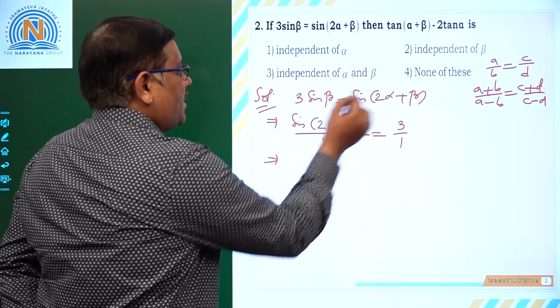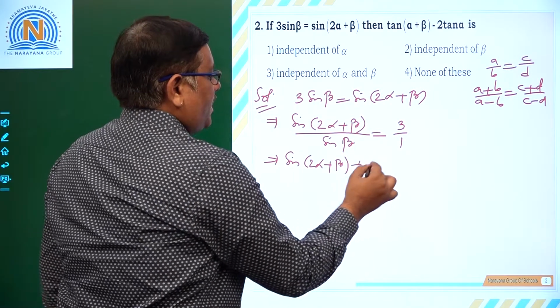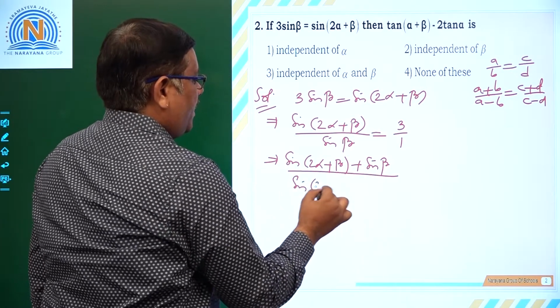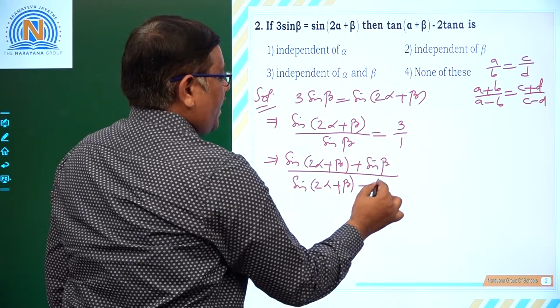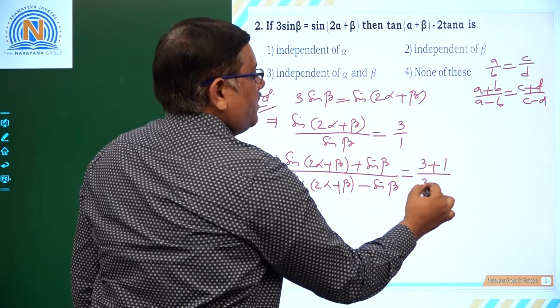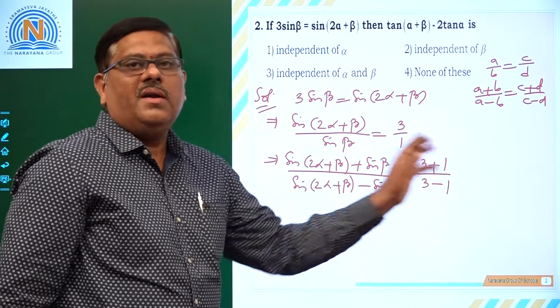Then see a plus b. So what do you have? Sin of (2 alpha plus beta) plus sin beta by a minus b, that is sin of (2 alpha plus beta) minus sin beta, is equal to (c plus d) by (c minus d). This property we call componendo and dividendo.